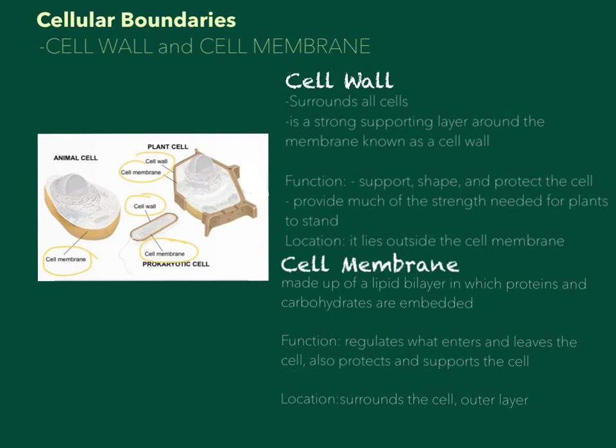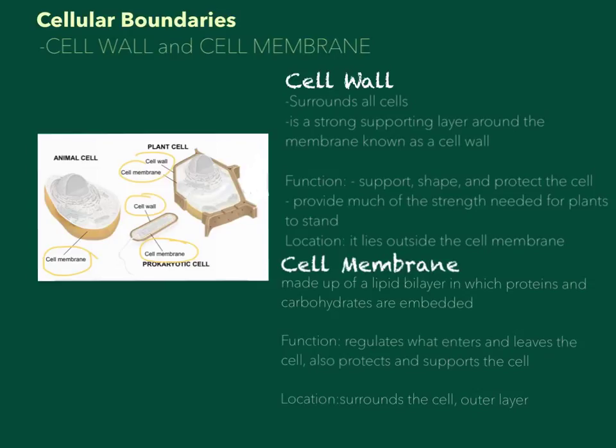Cell boundaries: cell wall and cell membrane. Cell wall. The cell wall surrounds all cells and is a strong supporting layer around the membrane. Its function is to support, shape, and protect the cell. They provide much of the strength needed for plants to stand, and it lies outside of the cell membrane.